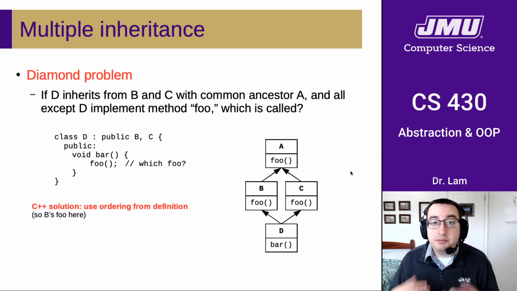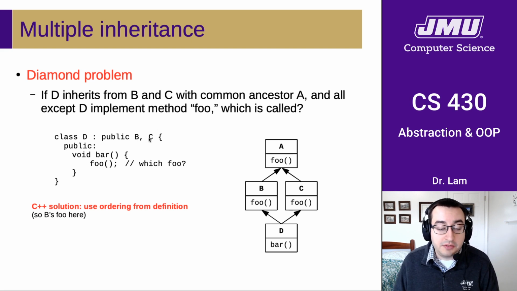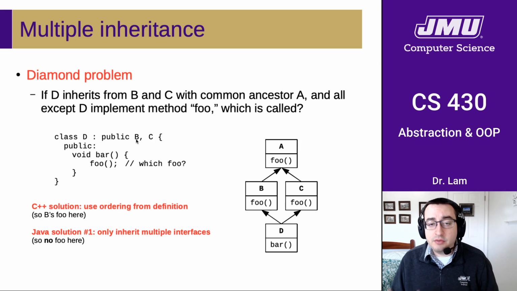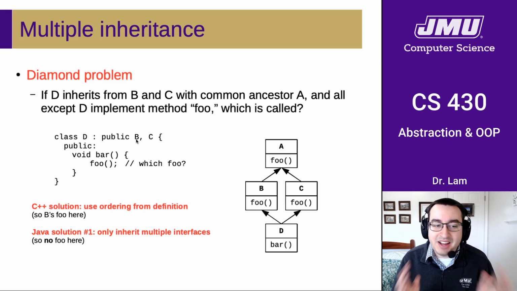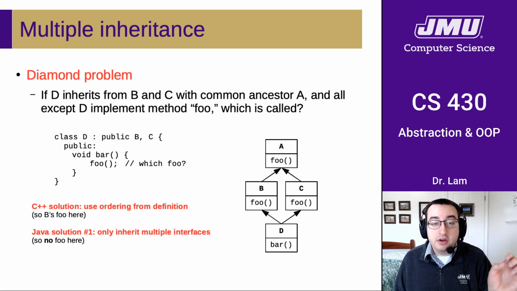The way that C++ resolves this is that it uses the ordering from the definition. Because B is listed first in the inheritance list, you'll get B's version of foo if both B and C have foo. Java's original solution to this was to completely disallow it by not allowing multiple inheritance. Basically, one of B or C here would have to be an interface, not an actual inheritance of a class. So there either wouldn't be a foo, or there would only be the one foo from whichever one of these was not an interface.